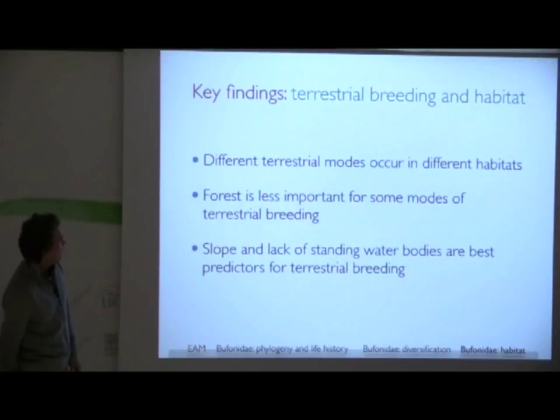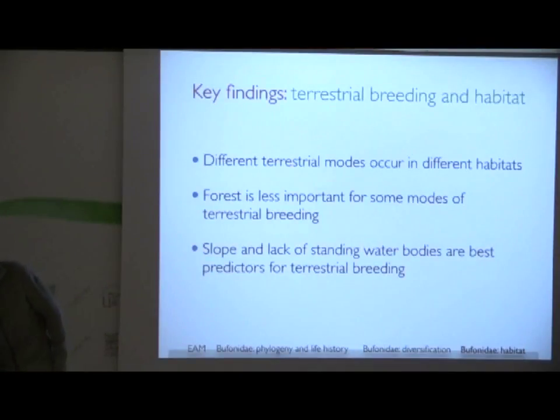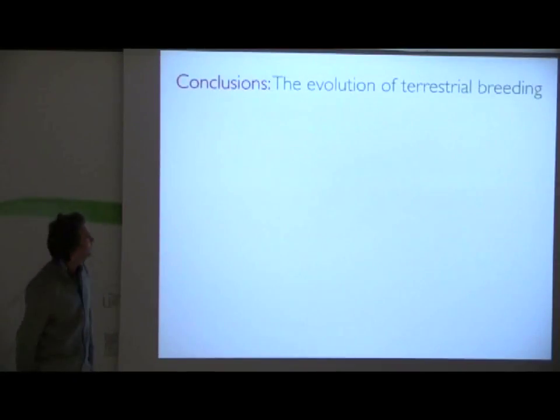So what we can take home from that is that again we find that different terrestrial modes occur in different habitats. Forest seems to be less important this time than it was for the Eastern Arc Mountain system we looked at. And slope and lack of standing water bodies seem to be a much more persistent factor associated with terrestrial breeding. And that takes me to the end of my presentation, really.